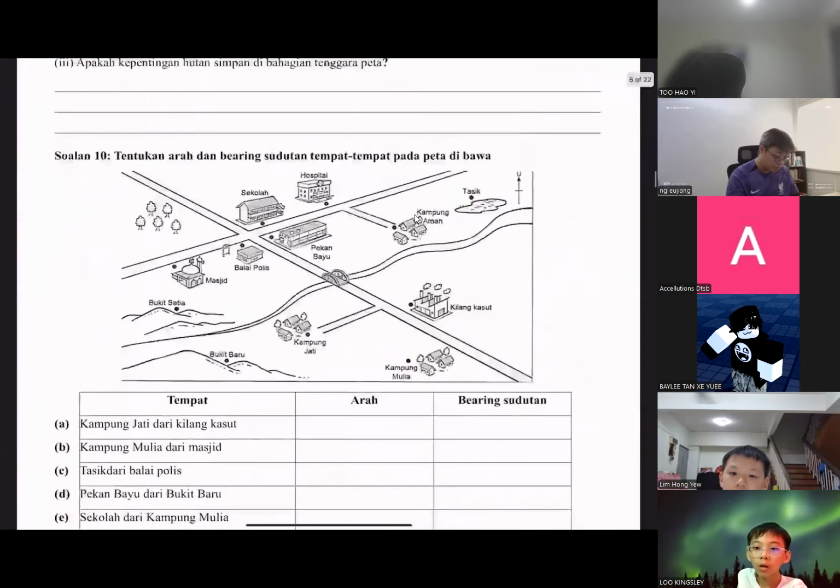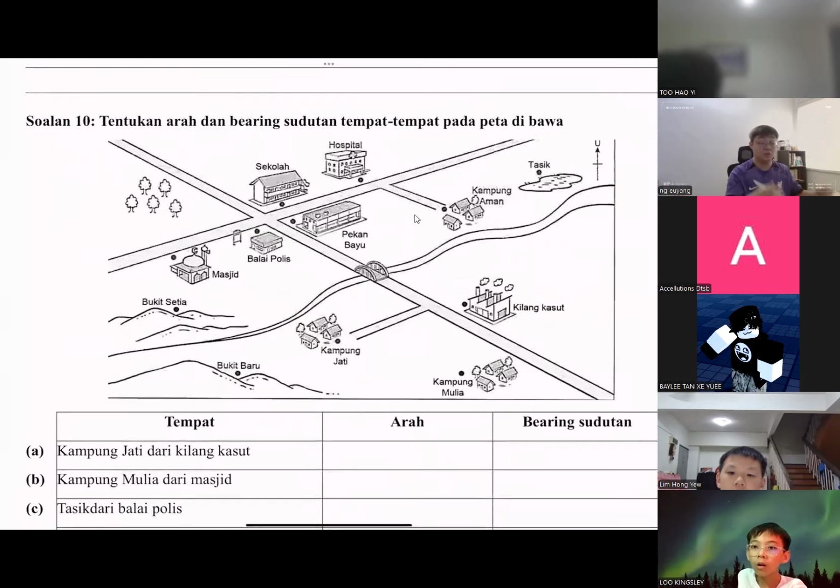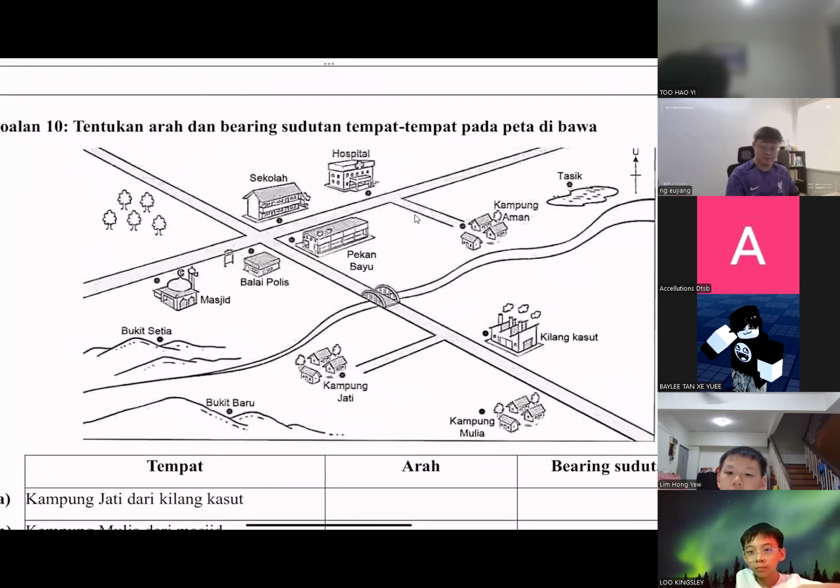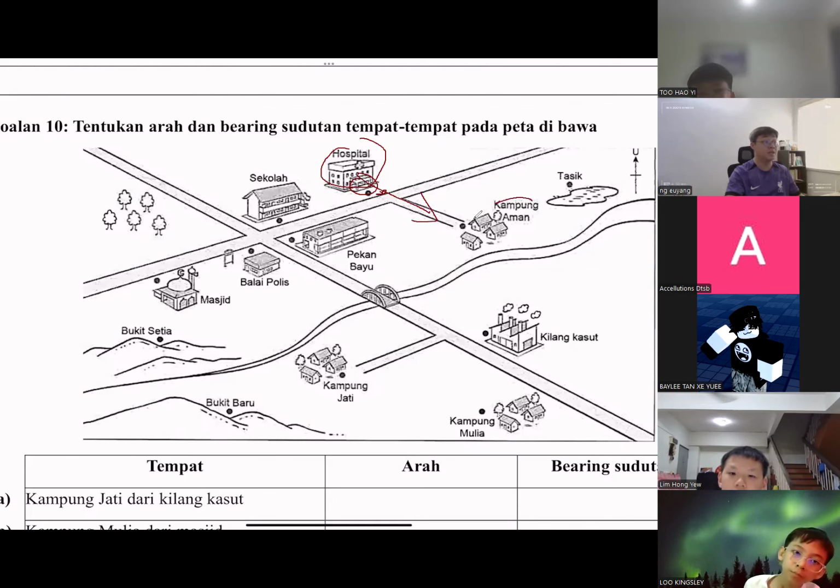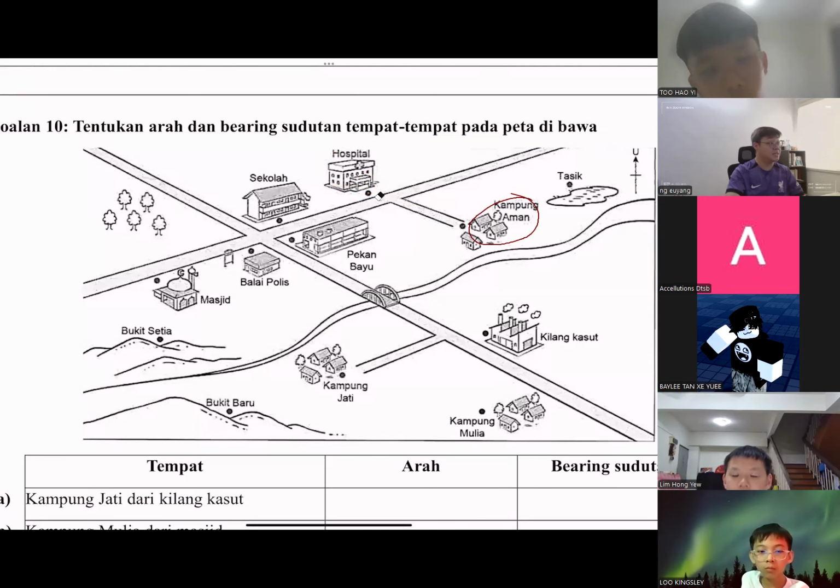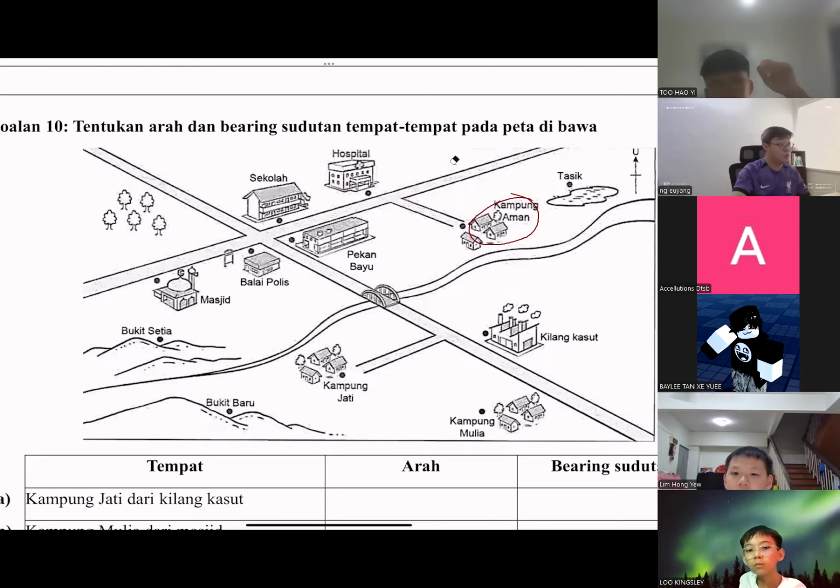Okay, this is bearing sudut. So according to this exercise from the screen, right? Okay, what is the bangunan di hadapan hospital? Anyone? Bangunan hospital. I'm trying to use the annotate. So this is hospital, right? So the first entrance and the Jalan Raya. So in front of hospital is Kampung Aman. You get what I mean now? Matthew?